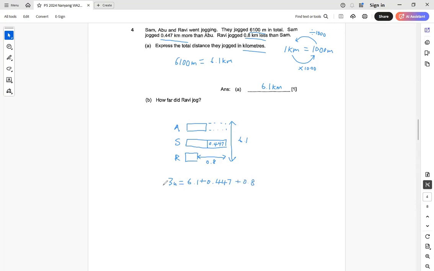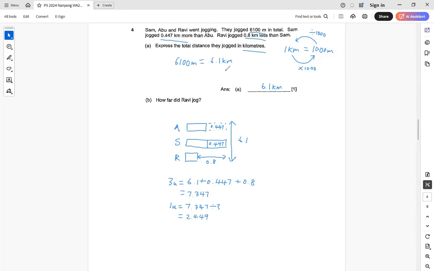You key this into your calculator, you will get 7.347. So this part here is 0.447. I'm just writing it to show that I've really added this part and this part in, but they're not actually there. So I always have to find 1 unit for model drawing. So 7.347, I divide by 3 to find 1 unit. I will get 2.449.